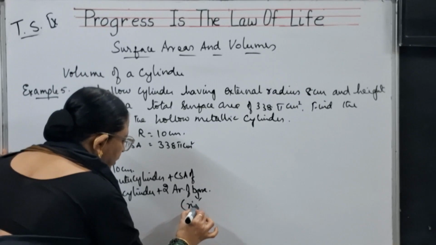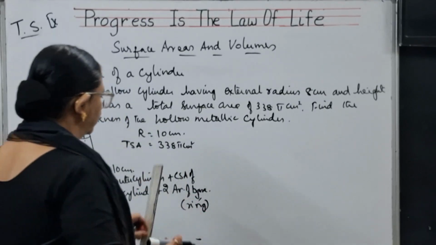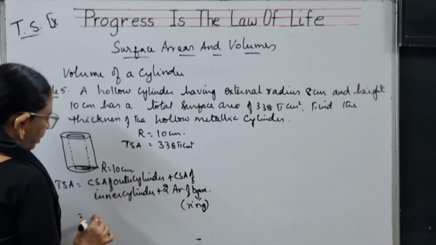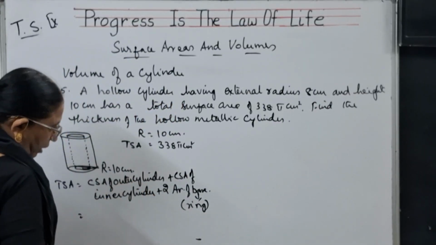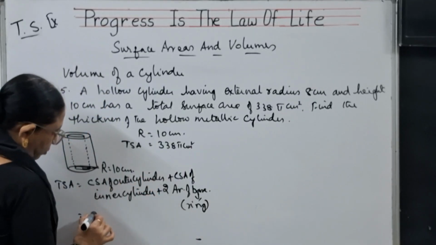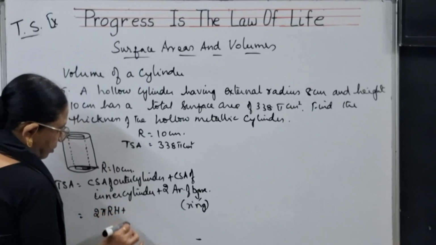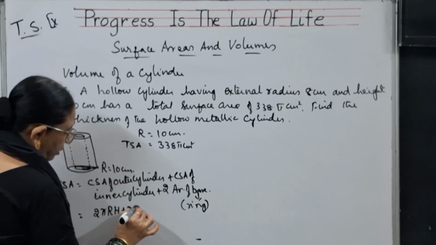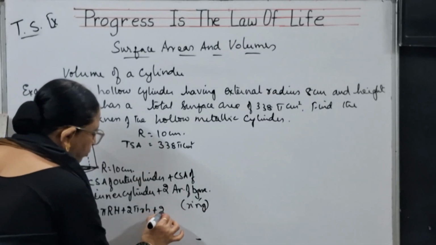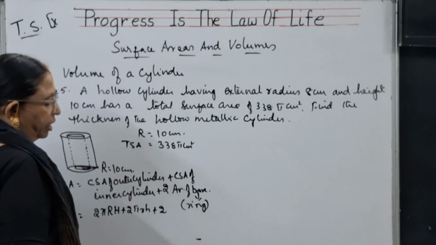Base is nothing but a ring. Area of the ring we are going to talk about. So what is CSA of outer? CSA is 2 pi RH. So CSA of outer cylinder is 2 pi capital RH plus inner cylinder is 2 pi small RH plus twice area of the base. What is area of the base that you will be having?